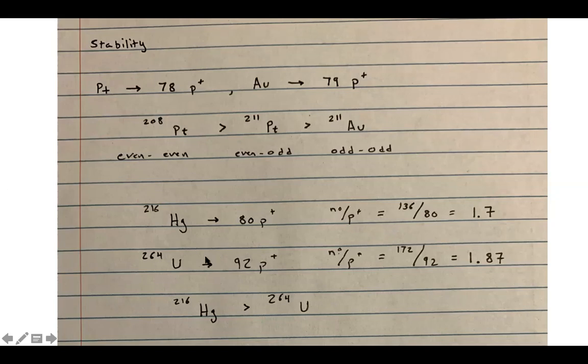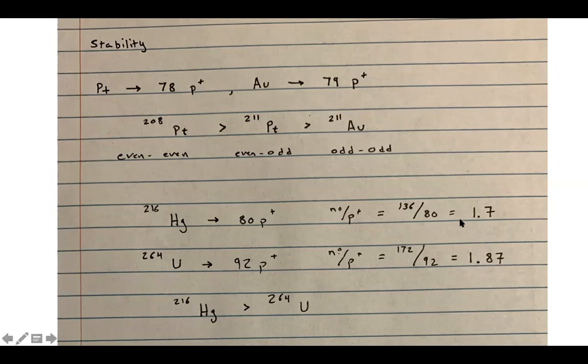Okay, now for uranium, it has 92 protons, meaning that there were 172 neutrons based on its mass number. We're going to take the number of neutrons, divide it by the 92 protons, and find that the ratio is 1.87. Now the closer this ratio is to 1, the more stable the isotope is as a general rule of thumb. It's not perfect, but as a general rule.